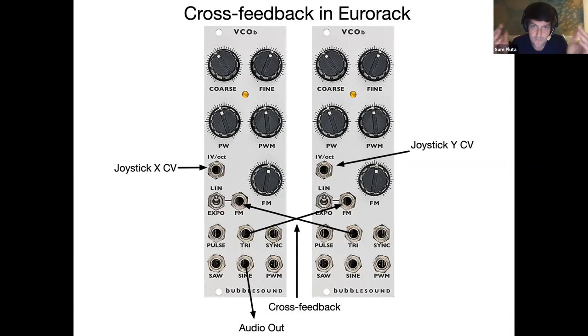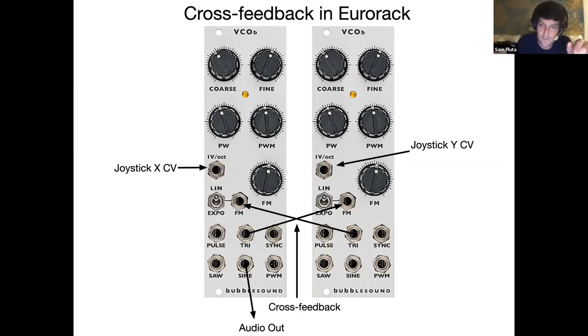And on a Eurorack, if anyone's played around with the Eurorack, these are so addictive and fun. If you're into technology and music and you have money to dump into a bucket that turns into analog equipment, Eurorack is a great thing to pursue. So there's a technique called cross-synthesis feedback, which is super easy on the Eurorack.